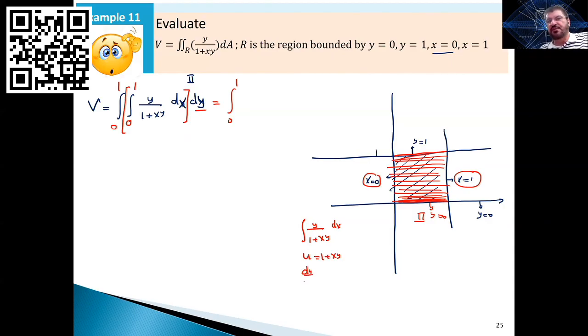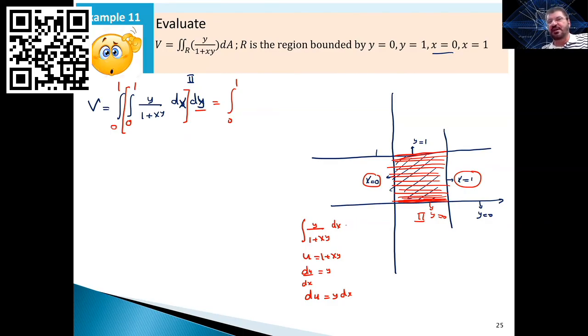Let's differentiate the denominator with respect to x, guys. Okay, we're integrating with respect to x, so we differentiate with respect to x. What's the derivative of 1? 0. What's the derivative of x? 1. So we're left with y. Bring dx here. So du is y dx. Very nice. du is y dx.